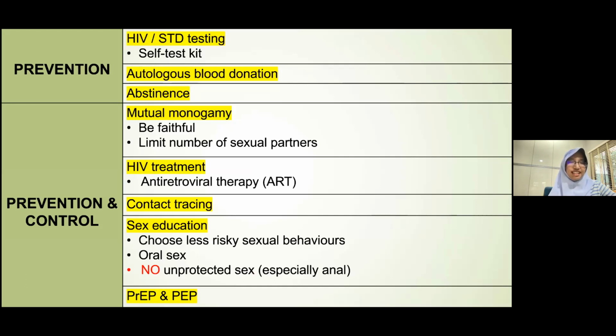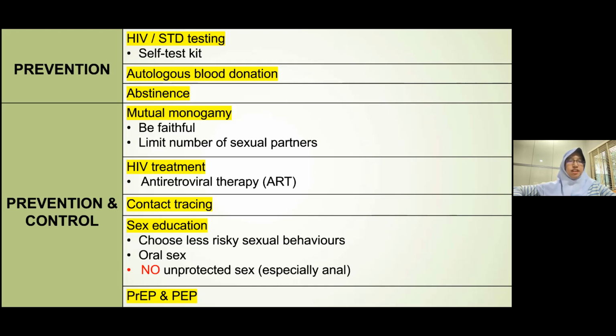Okay, so let me just get straight to the point. First one will be HIV or STD testing. We know that if you want to get married or go in a relationship, or maybe you want to donate blood, it's best for you to go test yourself. There are various ways to test yourself, explained earlier, but a quick way to do it will be using self-test kits.